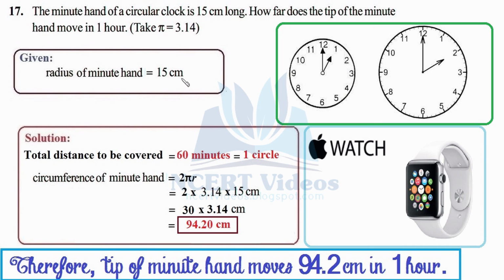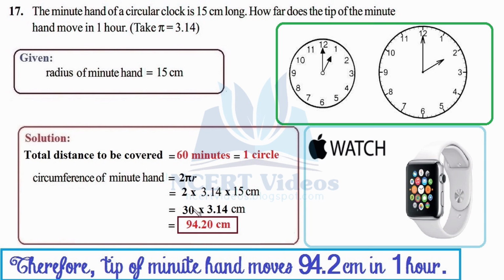So the radius of the minute hand is given to you as 15 centimeter, that is from this to this. That is the distance, that is radius of this minute hand is 15 centimeter. So the total distance to be covered will be 60 minutes, that is one circle, one complete rotation. That is 2 pi r. So 2 as it is, take pi as 3.14 and r is 15 centimeter given. Solve it. 2 15s are 30, 3.14 as it is, centimeter as it is.